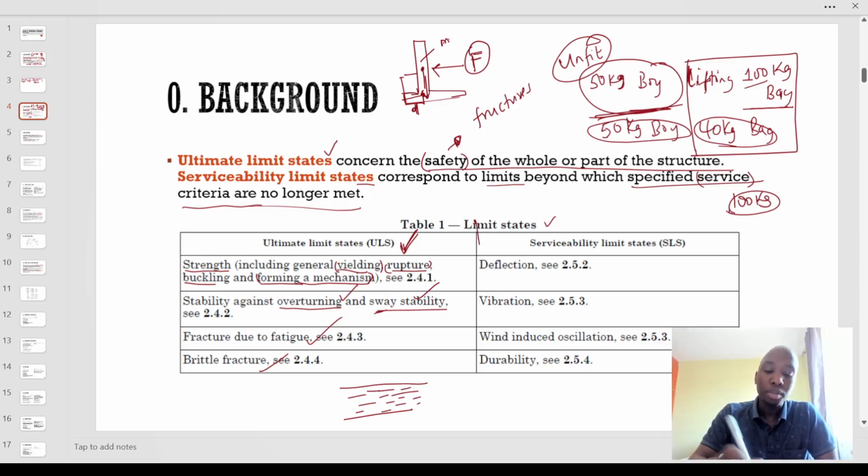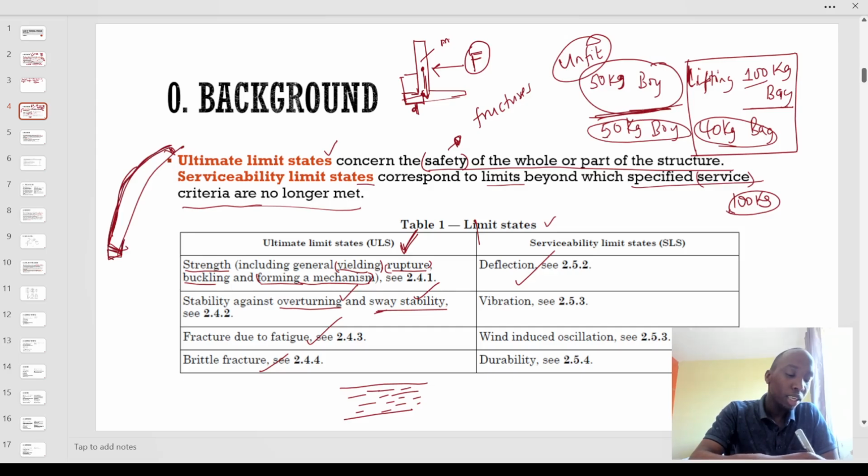And when you talk about serviceability, deflection, a steel structure can deflect like this and stay like that even for 10 years. So the limit has not been exceeded. The strength is still okay. It can still hold, but one would ask, can you really stay in such a building? It is not fit for use.